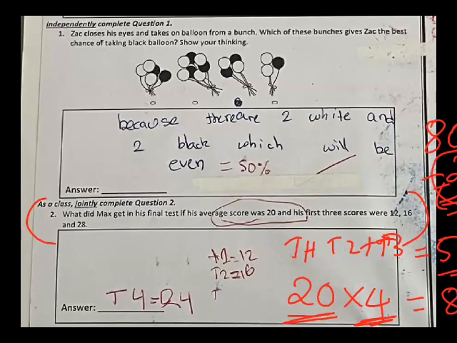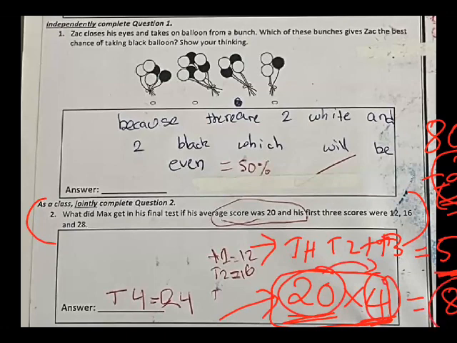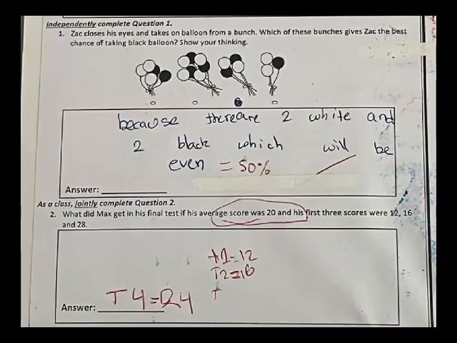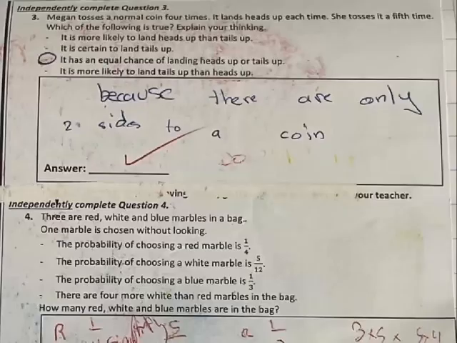First, just add T1, T2, T3. It is 56. Then you have to do 20 into 4. 20 is the average mark in the 4 test marks, so you multiply it. So it is 80. 80 minus 56 gives you 24. This is your answer. This is the easiest way I can teach you. Okay, the next question.